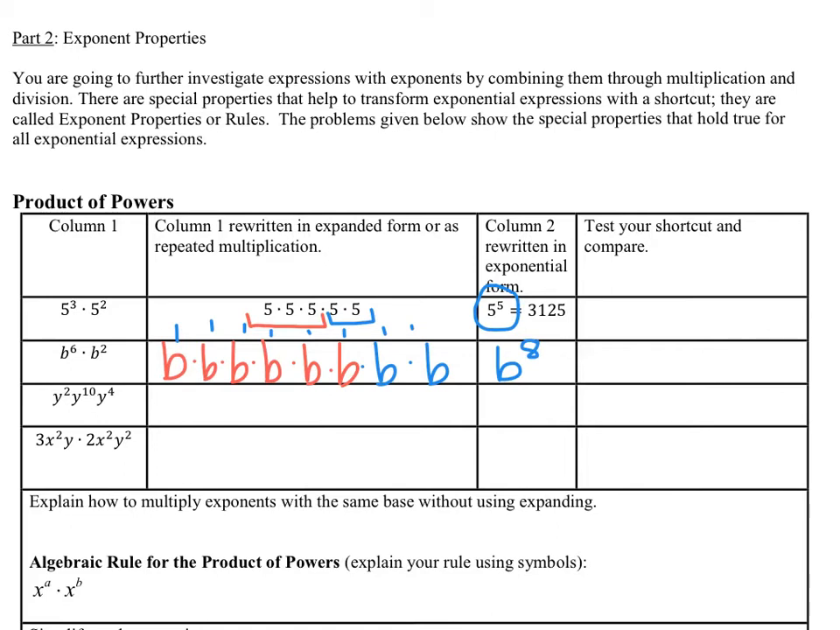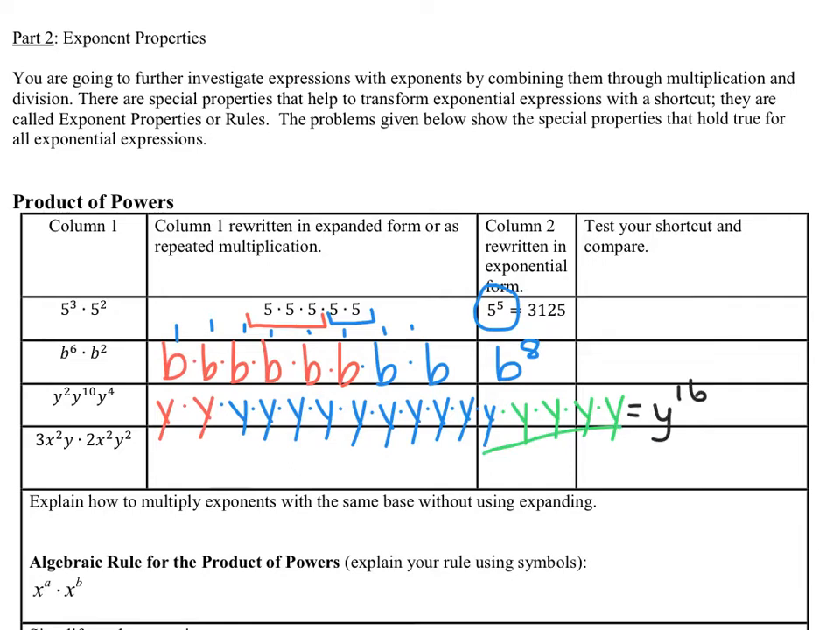If I look at the next one, I've got y to the second, times y to the 10th, y times itself 10 times, 3, 4, 5, 6, 7, 8, 9, 10, times y to the fourth, run out of room here, which gives me a total of, if I count them up, 2 plus 10 plus 4, which gives me a total of 16 y's.